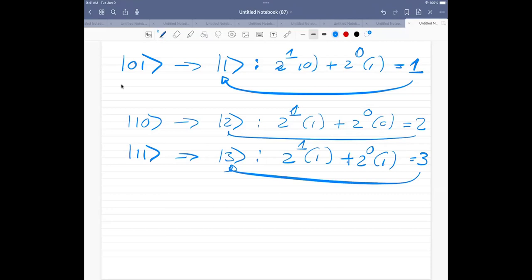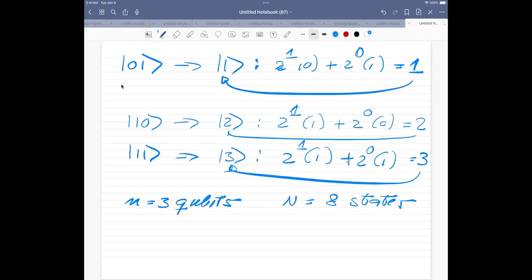You can do the same with 3 qubits. Let me give you an example here with 3 qubits. If we take n equals 3 qubits, what we have then would be a total of 8 states.